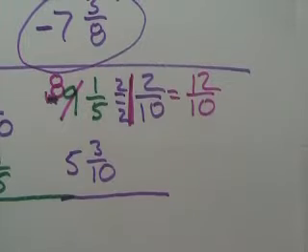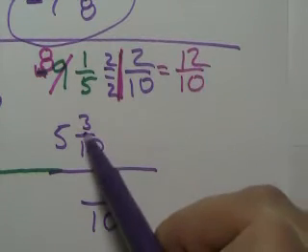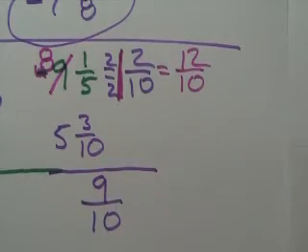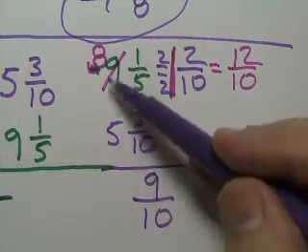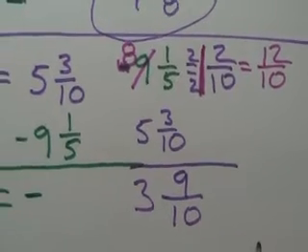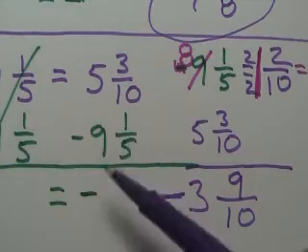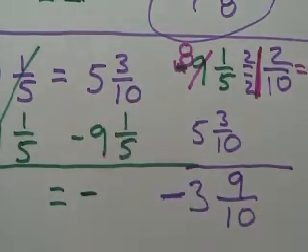Okay, so now I'm going to go ahead and subtract. So I have 12, take away 3. 12 take away 3 is 9. Okay, and then I have 8, take away 5. 8 take away 5 is 3. So the answer is 3 and 9/10, but remember it's negative 3 and 9/10 because this was negative 9. Okay, so you're subtracting the difference. So it's negative 3 and 9/10.